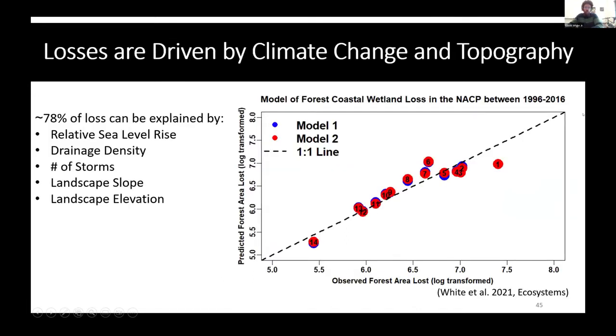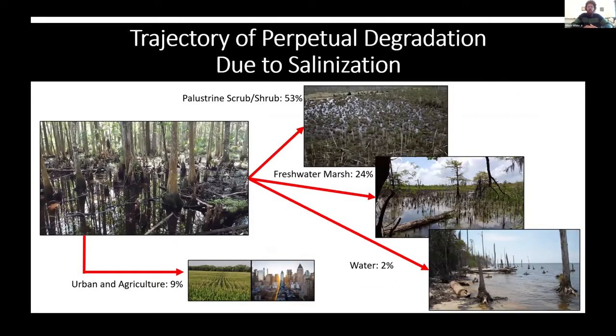These losses are primarily driven by climate change and topography, which is what we expected, but the fact that just using 5 variables, we're able to explain 78% of the variation across these watersheds that had the most loss was surprising in some ways. And then the trajectory of change matches what we have known in the ecological literature for a while. So we have this transition arc into palustrine scrub shrub, freshwater marsh, and then to open water.